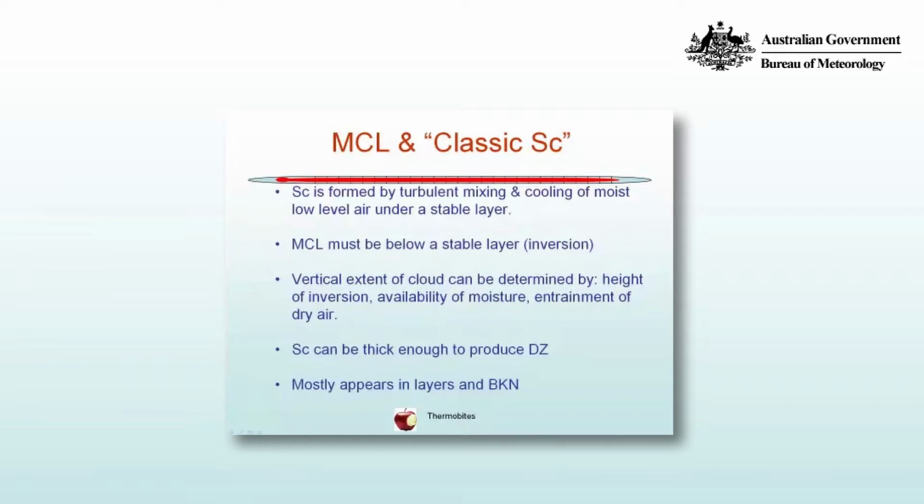So if it's particularly deep, then you're likely to have broad areas, availability of moisture, and the entrainment of drier air. Stratocumulus can be thick enough to produce drizzle, and it mostly appears in layers and broken valleys. So if you think back to the Tasmania example, there was a large area covered in a sheet or layer of broken stratocumulus.